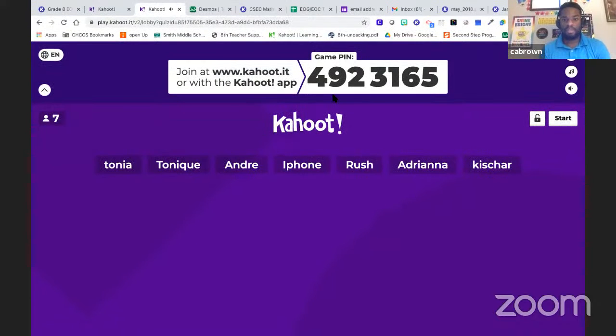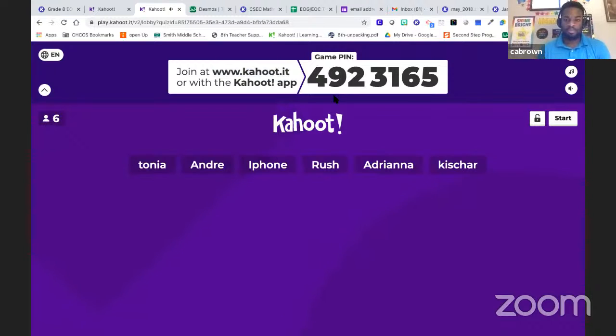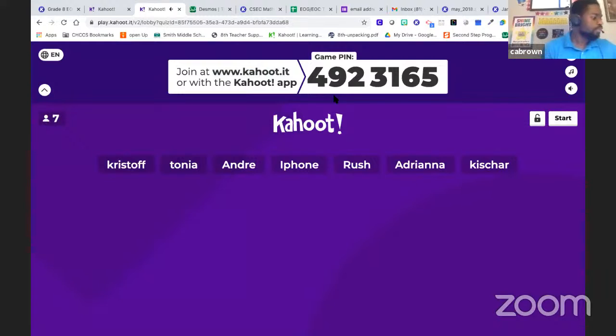The pin is displayed on the screen, 4923165. That's the game pin. Do we have it? Can I get some confirmation? I need to find out what's happening. Are we in or not?